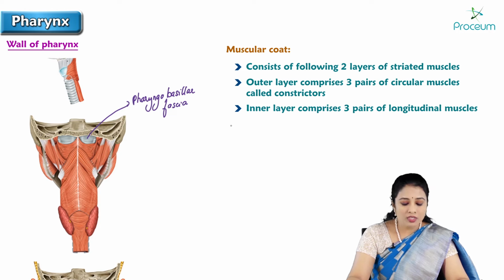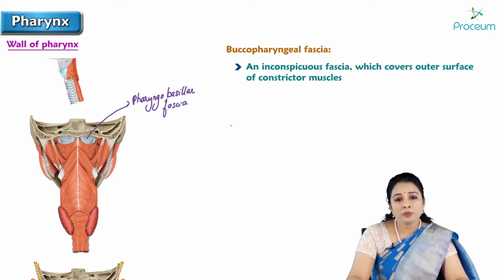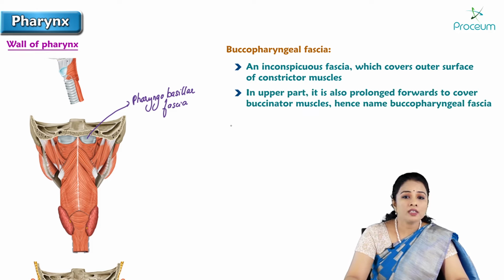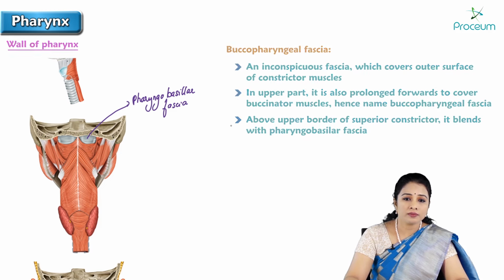The deepest is the buccopharyngeal fascia. It is inconspicuous, means it is not clear, and covers the inner surface of the constrictors. In the upper part, it is also prolonged forwards to cover the buccinator muscle, hence the name buccopharyngeal fascia. And above the upper border of the superior constrictor, the buccopharyngeal fascia blends with the pharyngobasilar fascia.